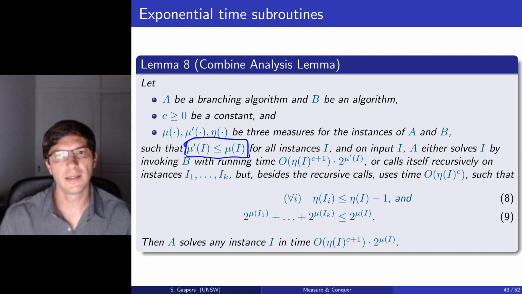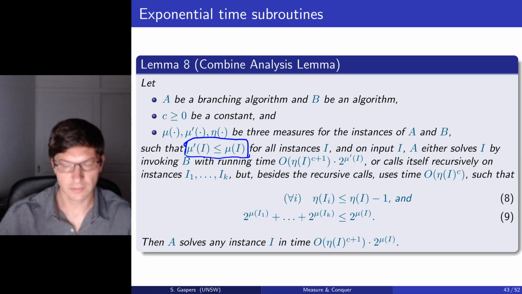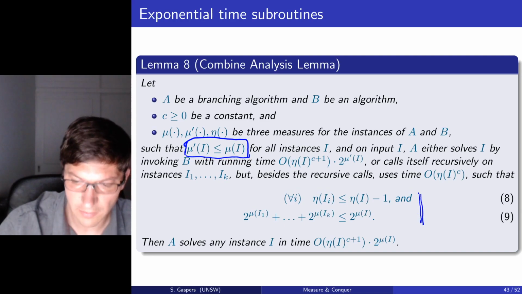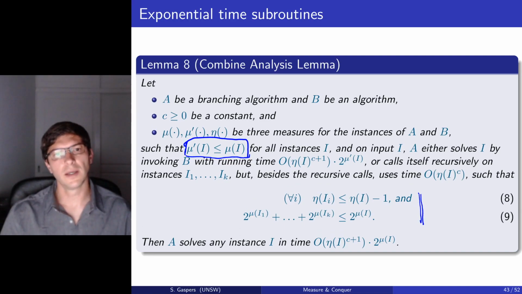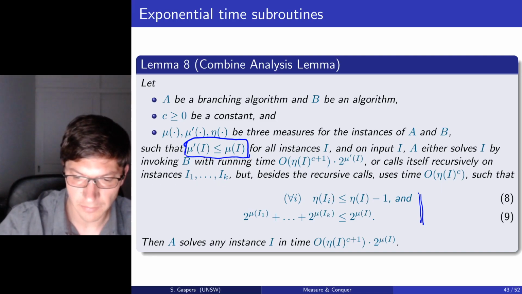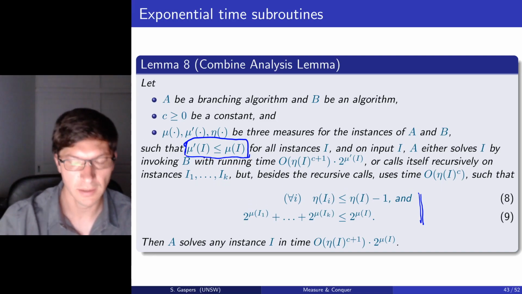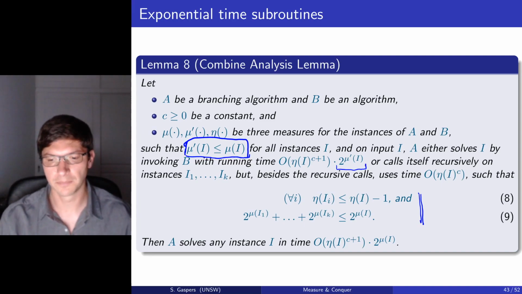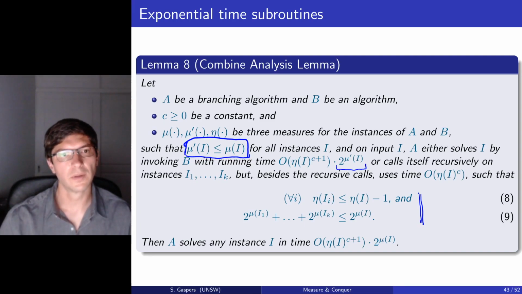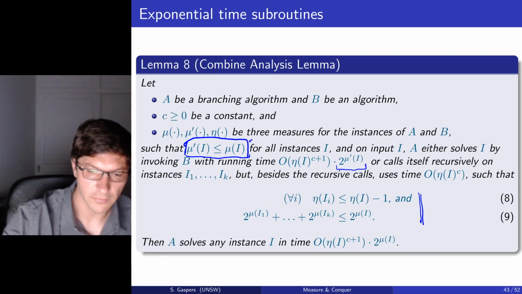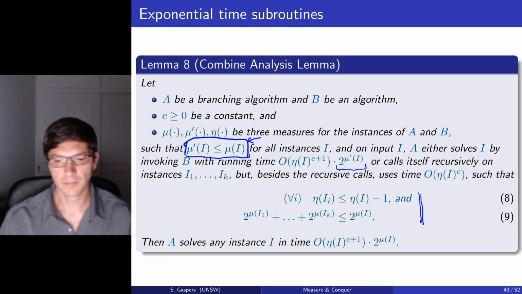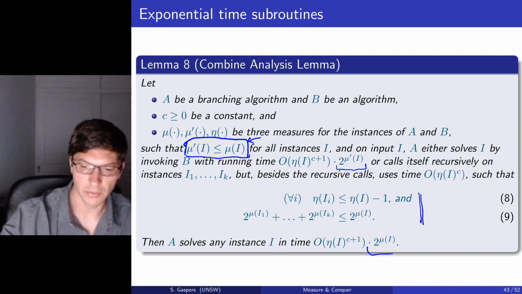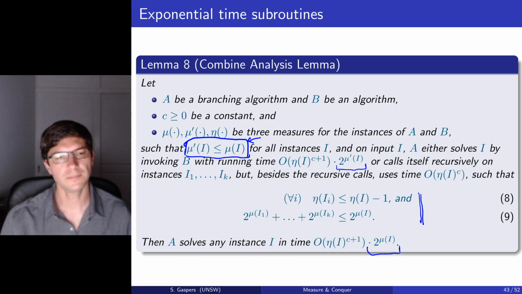And now when A gets an instance, it either branches and satisfies these constraints here, or it invokes B, and we have already upper bounded the running time of B, where the exponential part is 2 to the power mu prime of I. So if this constraint holds, that mu prime is at most mu, then in the end we can upper bound the running time by 2 to the power mu of I. The proof is not very complicated, it's similar to what we have seen before.